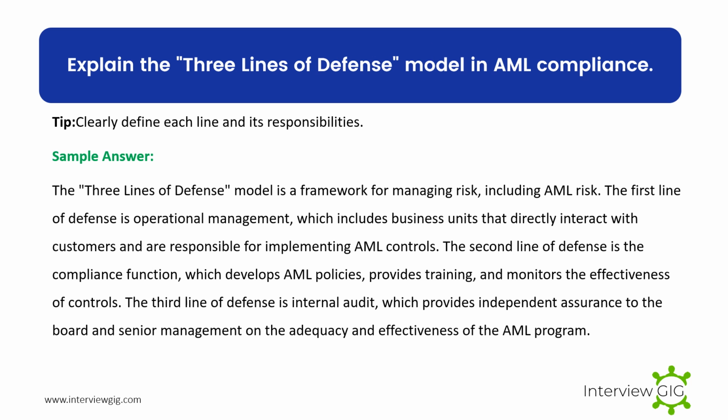Explain the 3 lines of defense model in AML compliance. Tip: clearly define each line and its responsibilities. Sample answer: the 3 lines of defense model is a framework for managing risk, including AML risk. The first line of defense is operational management, which includes business units that directly interact with customers and are responsible for implementing AML controls. The second line of defense is the compliance function, which develops AML policies, provides training, and monitors the effectiveness of controls.